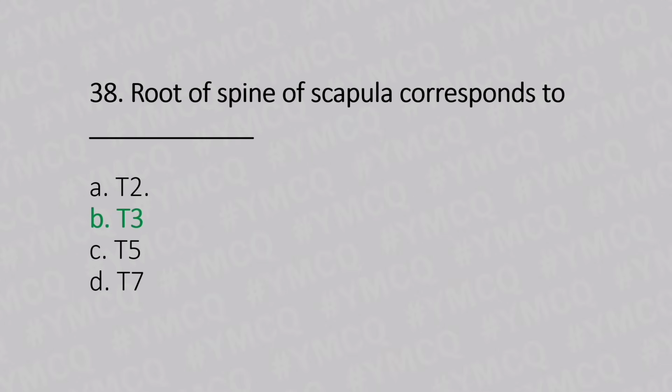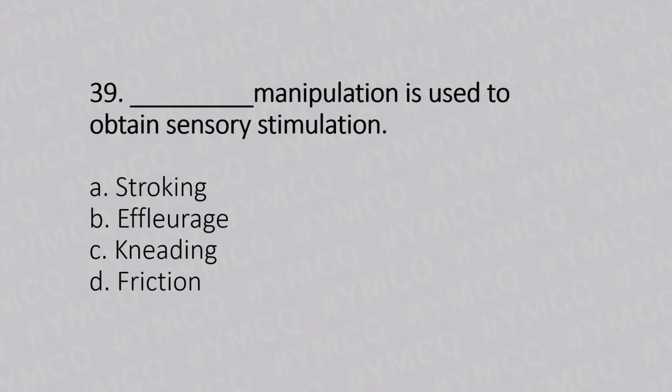Moving to our 39th question. Dash manipulation is used to obtain sensory stimulation. Option A, stroking. Option B, effleurage. Option C, kneading. Option D, friction. And the answer is option A, stroking.